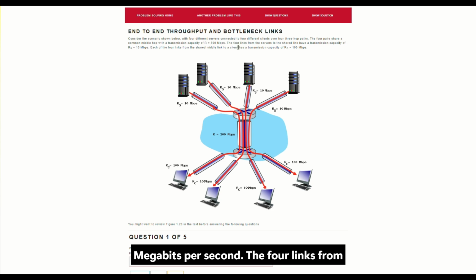The 4 links from the servers to the shared link have a transmission capacity of 10 megabits per second. Each of the 4 links from the shared middle link to a client has a transmission capacity of RC equals 100 megabits per second. What is the maximum achievable throughput in megabits per second for each of the 4 client-to-server pairs, assuming that the middle link is fairly shared, divides transmission rate equally?